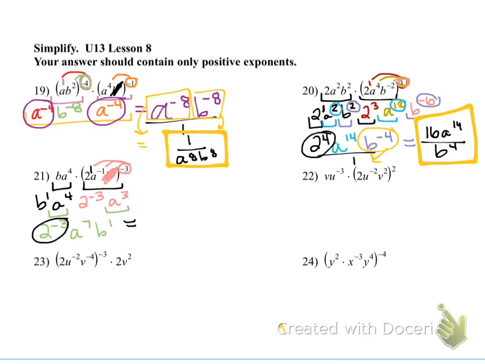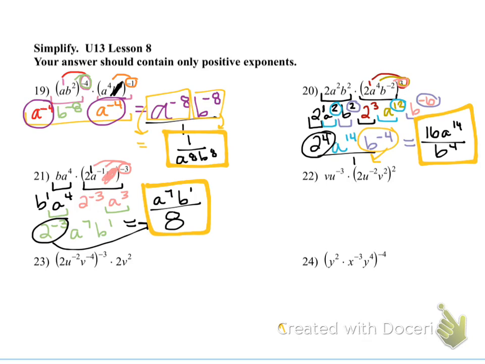Okay, so I need to move it and evaluate it. So in this case, we know our a to the 7th will be on top with our b to the first. And then on the bottom, we would have 2 to the third, but 2 to the third, let's see, 2 caret 3 gets us 8. And this is our final answer.